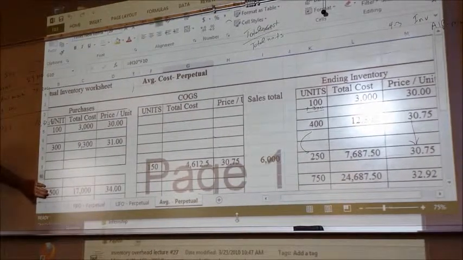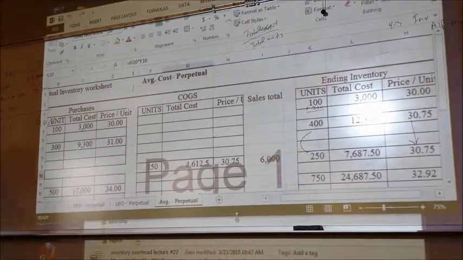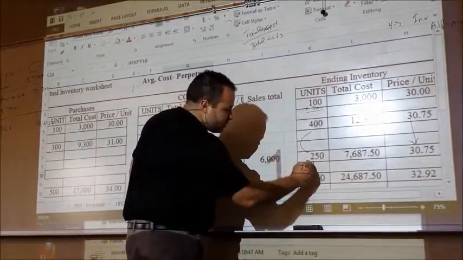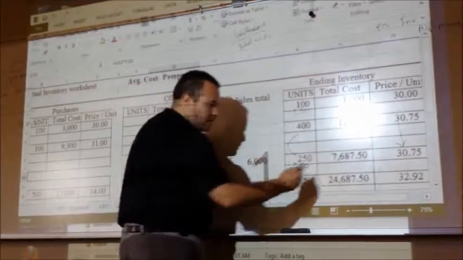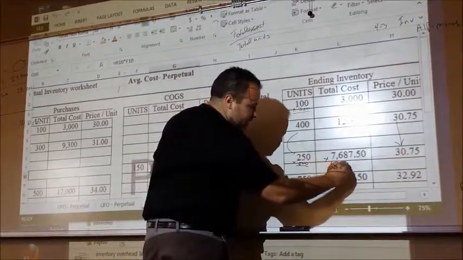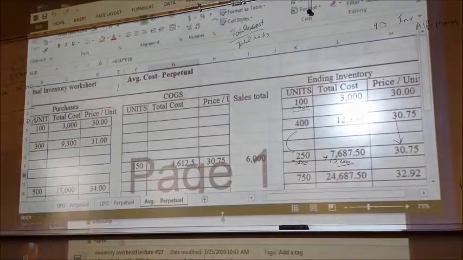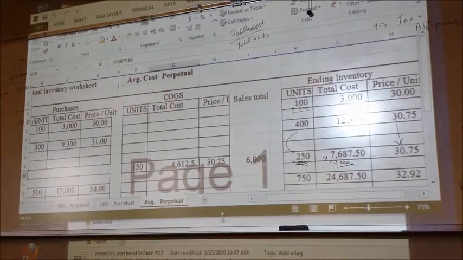Then I added another 500 items. So I'm going to add 500 to my previous total, plus its cost of $17,000, to get one brand new amount.